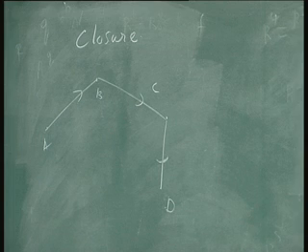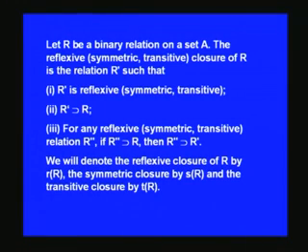Let R be a binary relation on a set A. Similarly we will study symmetric and transitive, but first we will see reflexive. The reflexive closure of R is the relation R dash such that R dash is reflexive, R dash contains R, and for any reflexive relation R2 dash, if R2 dash contains R, then R2 dash contains R dash. This is the definition of reflexive closure.